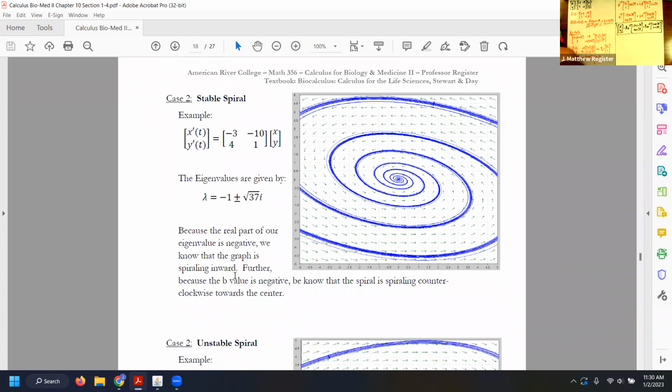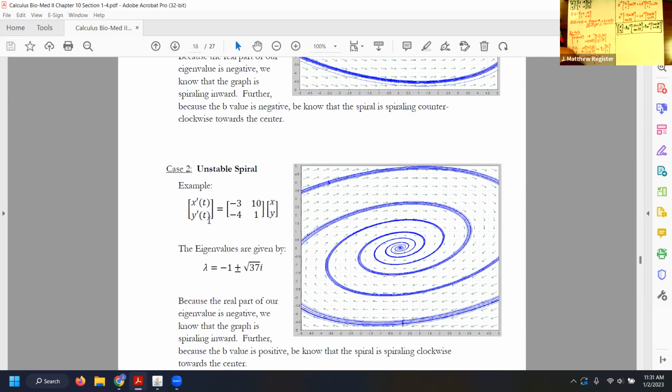Here is a stable spiral. And so now things are spiraling inward. And we can tell from the original problem because the eigenvalues have a negative value there. And so the real part of the eigenvalue is negative. That tells us that it is spiraling inward. Because it is a negative b there, that tells us that it is going to be going counterclockwise. This is the same problem, but now it is a positive b value. And so that tells us that it is going to be spiraling clockwise.